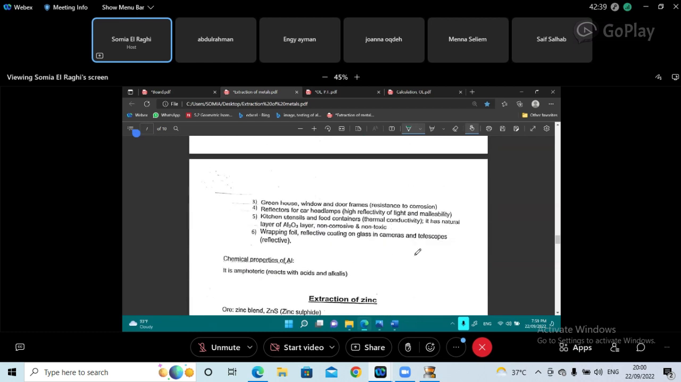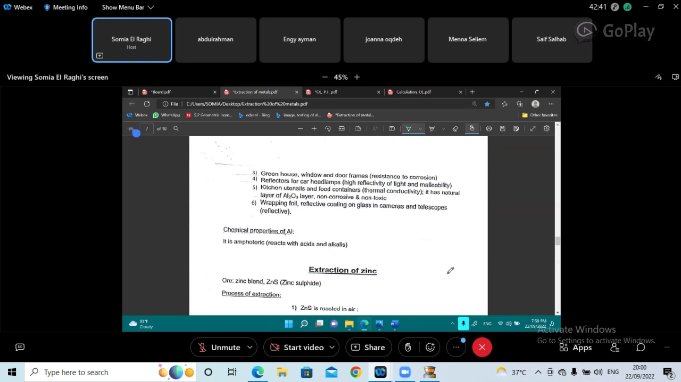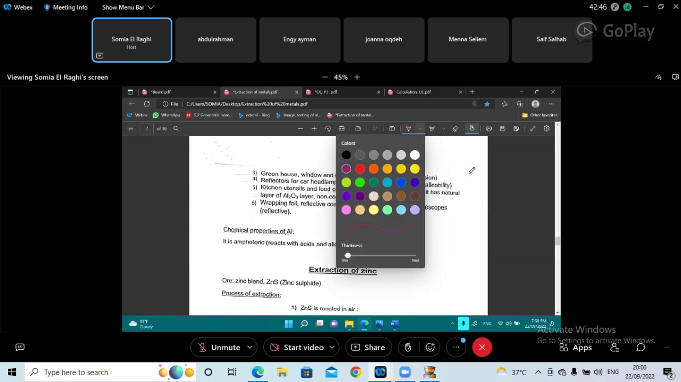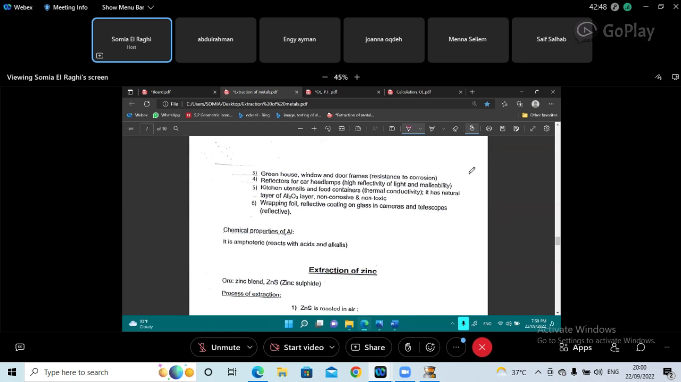And we have other uses, you may read them, but from your exams, the frequent question is about the food container or the window and door frames. Because of what? It resists corrosion, never rusts. All of us have these windows for years and years. It is from aluminum, I can't reach it. Because of this property, right? And also you may write down, we use it for food containers due to the presence of what?